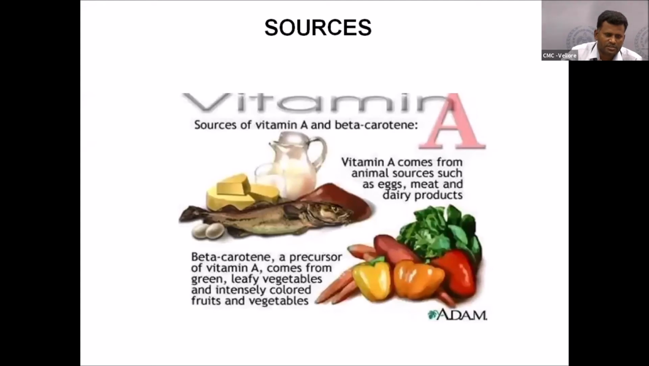There are animal sources and plant sources. Animal sources are mainly preformed vitamin, that is retinol. And the plant source is provitamin, that is beta carotene, which is a precursor of vitamin A. So it's mainly green leafy vegetables and other fruits and vegetables.